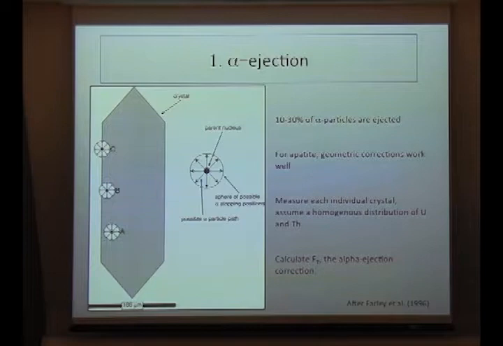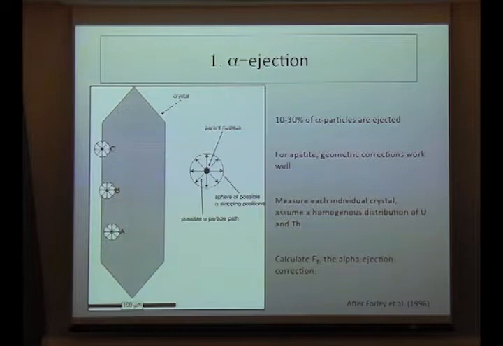Typically, you can imagine that this problem kind of scales with the size of the crystal, right? If a crystal was only about 10 microns wide, well, then almost all the helium is going to get shot out of it. And if it's enormous, then only a small percentage of the helium is going to get shot out of it. For typical apatites that we work on, this process results in somewhere between about 10 and 30% of the daughter product, the helium that's produced, being shot out of the crystal.